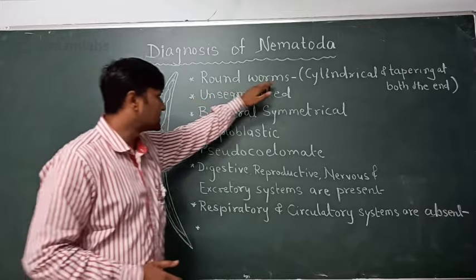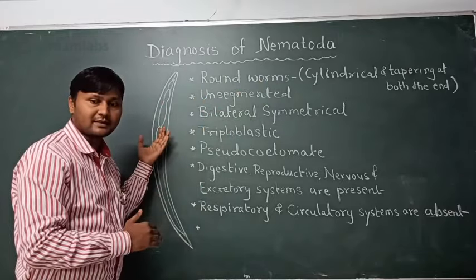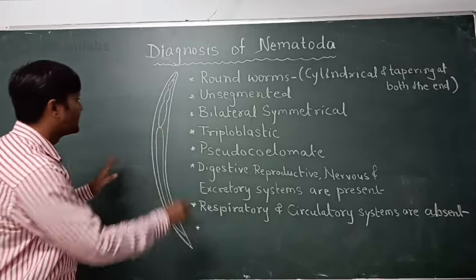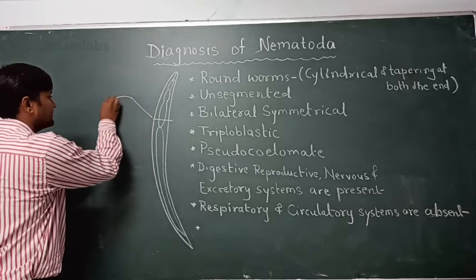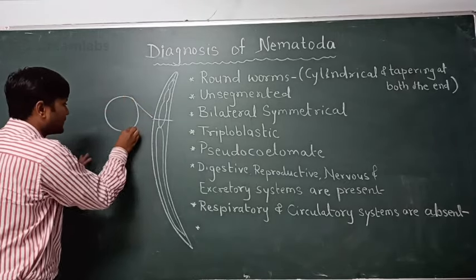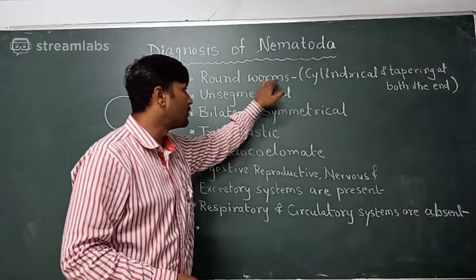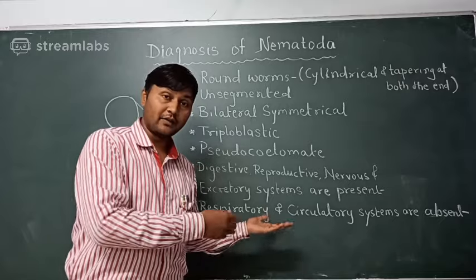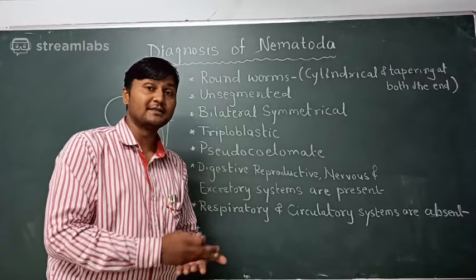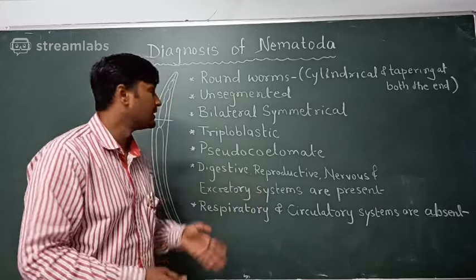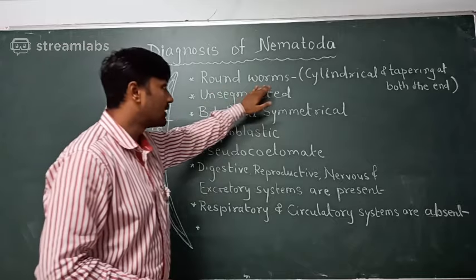They are roundworms. Roundworms means when we cut the nematode in cross section, the body will be round. That's why it is also called a roundworm. Otherwise, in another group there are flatworms, the Platyhelminthes, or tapeworms, whose body is flat. So in nematodes the body is round, that's why it is also called a roundworm.